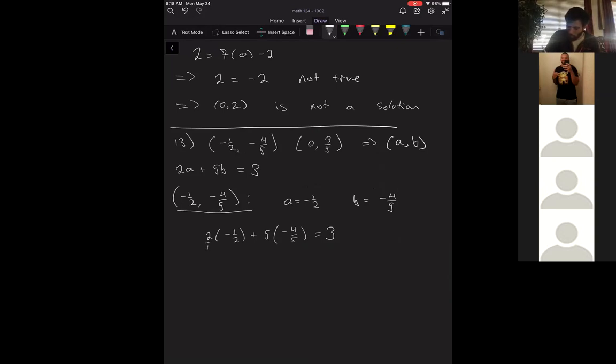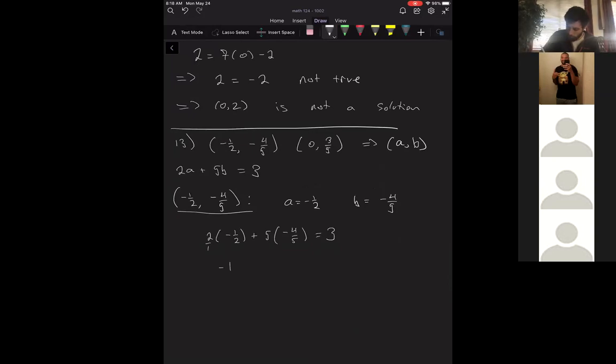So those are going to cancel each other out. So all we're going to have right there is -1. And the same thing over here. There's a 5 on the top and a 5 on the bottom. So those are going to cancel each other out. So we're just going to have -4. So what we have here is -1 plus -4, which is equal to -5.